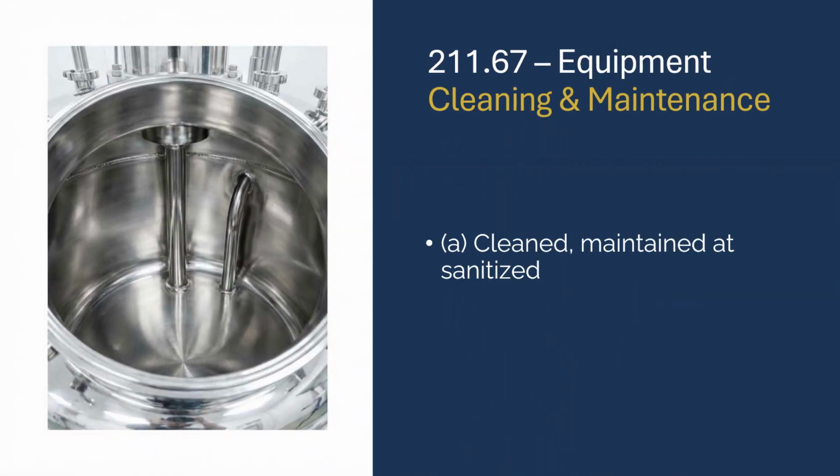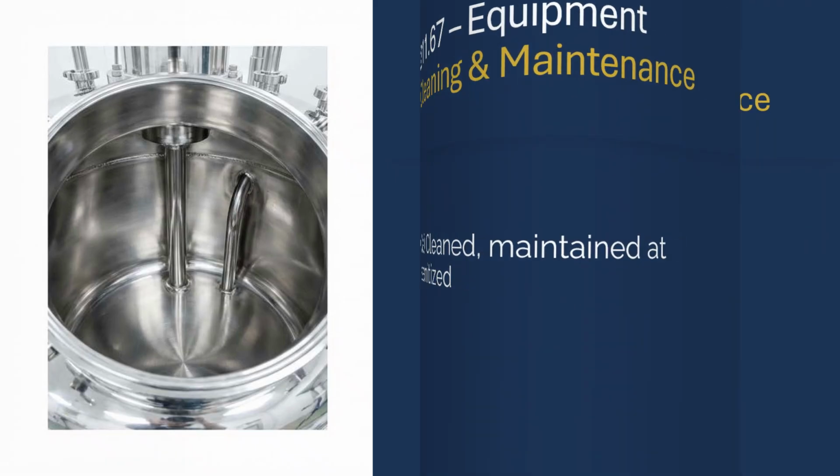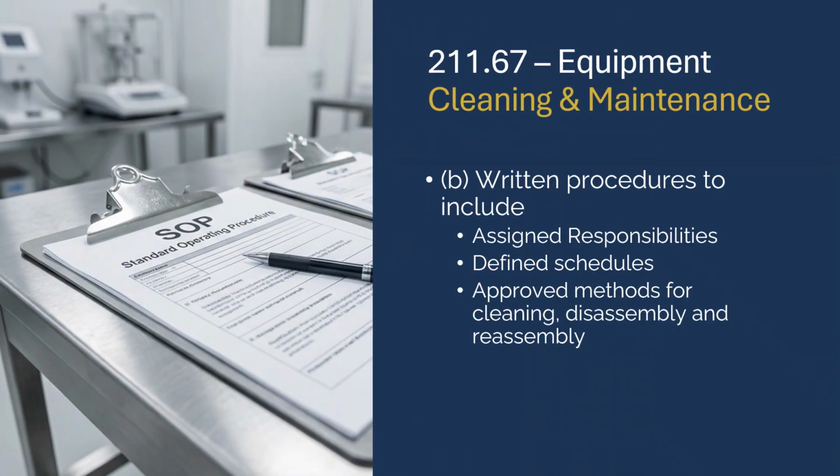Section 211.67a requires that equipment be cleaned, maintained, and sanitized at appropriate intervals to prevent contamination. Section 211.67b mandates written procedures for equipment cleaning and maintenance. These procedures must detail assigned responsibilities, define schedules, and approved methods for cleaning, disassembly, and reassembly.